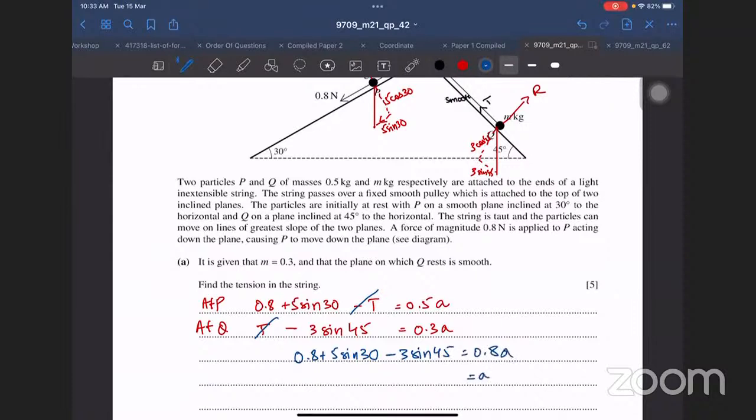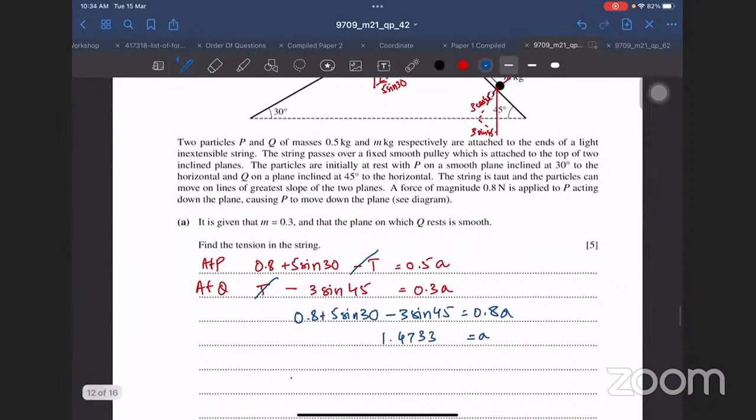So acceleration comes out to be 1.4733. If I'm trying to find the tension, then I can say that it's 2.56.